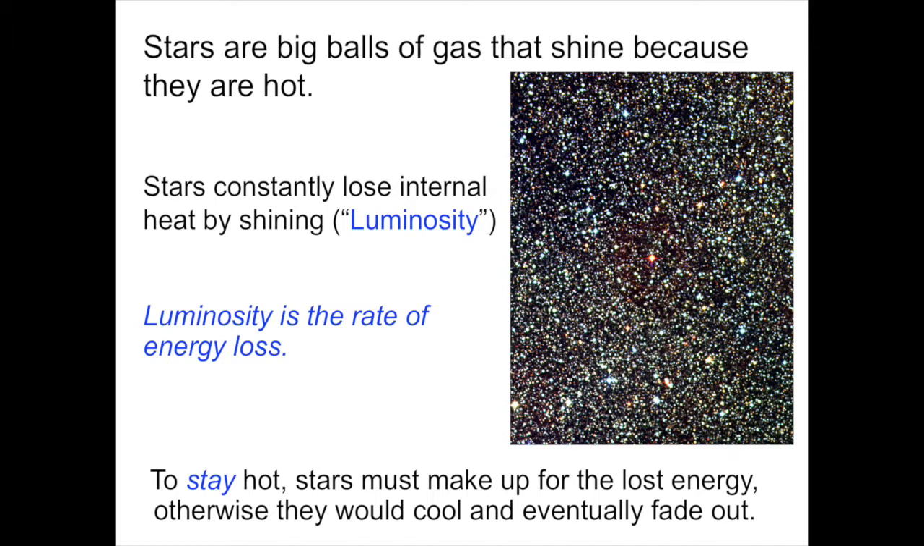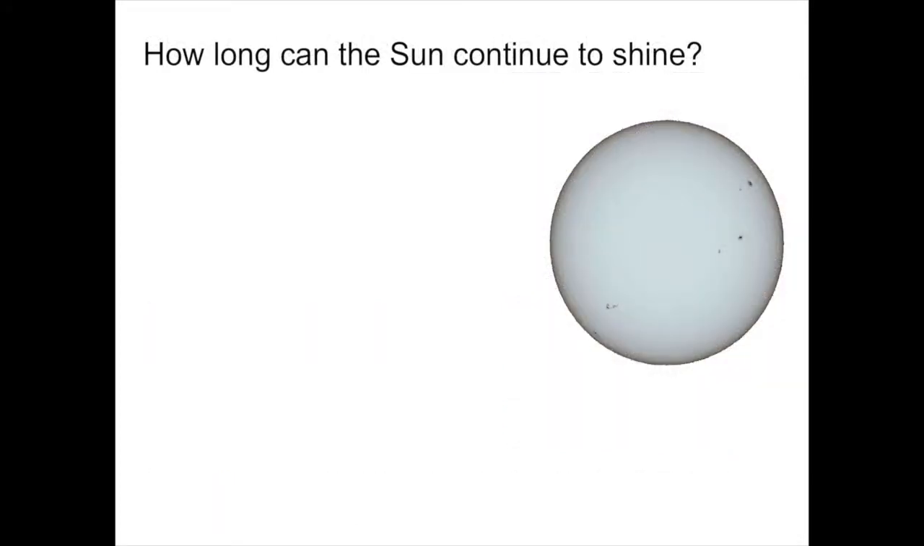To stay hot, stars must somehow make up for the energy they're losing, otherwise they will eventually just cool and fade away. The sun's clearly been shining for a very long time, at least on geological timescales. And so one must look for what is the energy coming off the sun, that is its luminosity, a quantity we can measure, and then ask the question, how long can it maintain that luminosity? What source of energy does it tap in order to shine? This is where we now get to the question, how long can the sun continue to shine?